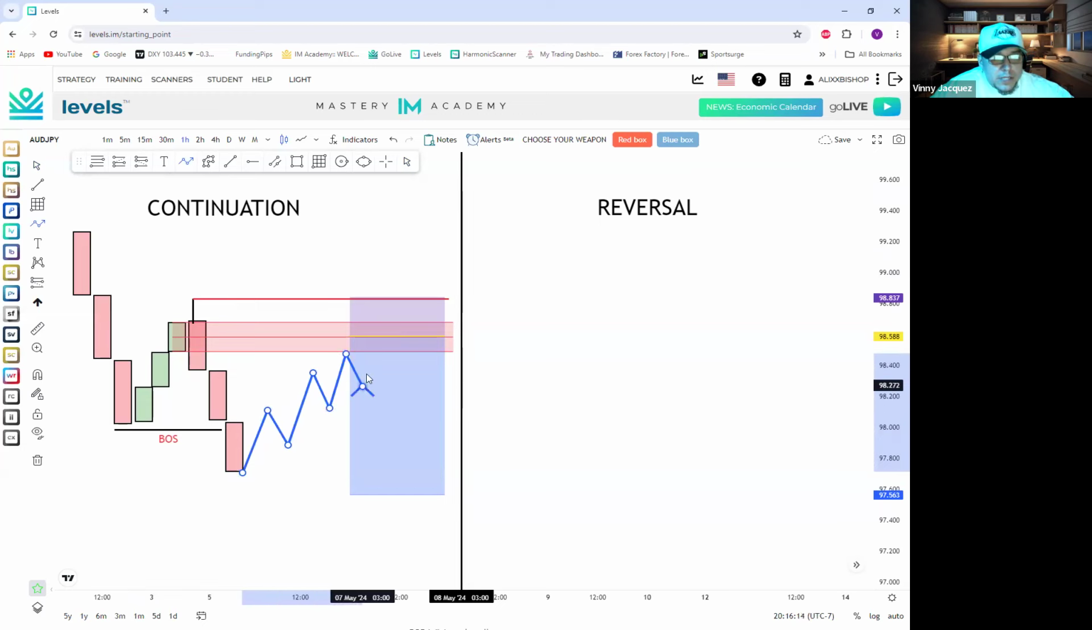Don't draw this part just yet. This isn't the reversal, right? So as market starts to come back, guys, let's go ahead and draw up some market structure. Bam. Market comes back.